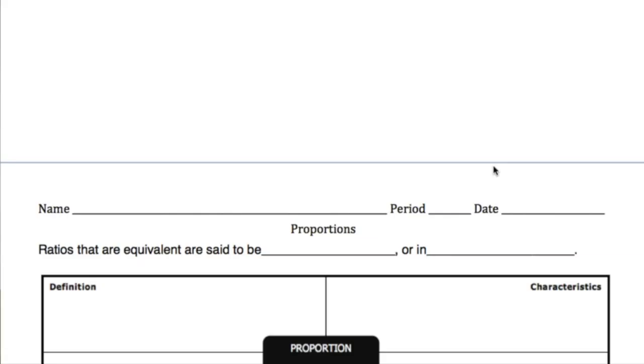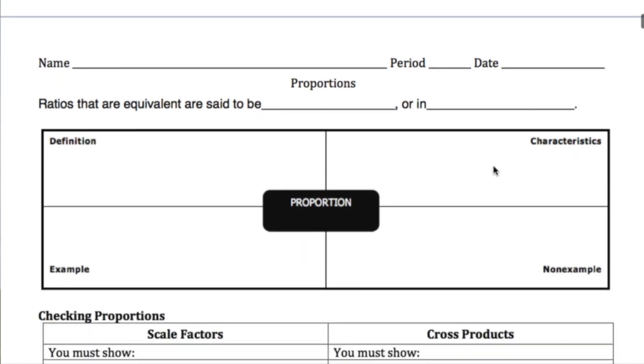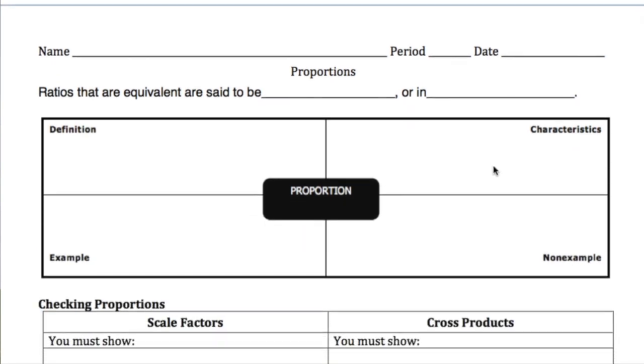Hello all, in this lesson we're going to be talking about proportions, and we're going to go ahead and give ourselves some good thorough definitions of what those mean. So, ratios that are equivalent are said to be proportional, or you could say that those ratios are in proportion. Part of being a good mathematician is being able to talk the language correctly. Okay, so what is the definition of a proportion?